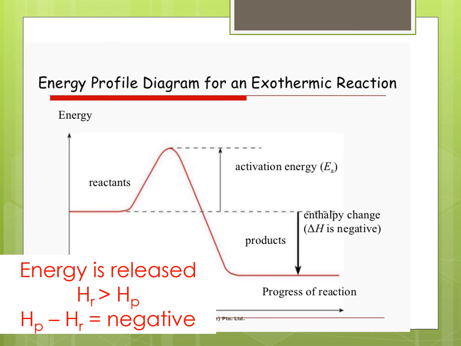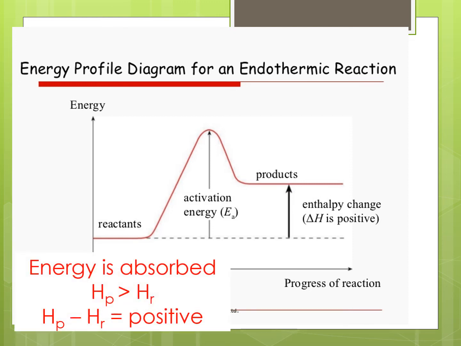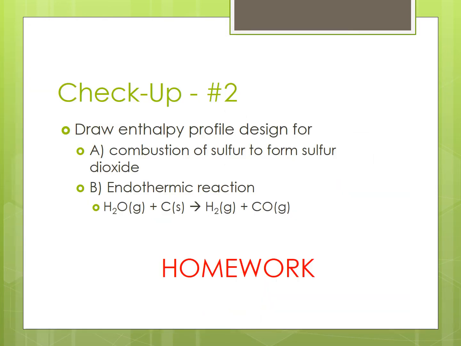Now the opposite's true for an endothermic reaction. Notice the reactants again start here, but when you reach the activation energy and the products form, the product energy is a lot higher than the reactants. So when you do the math, a number that is higher in the products minus something on the reactants that's lower will generate a positive enthalpy. So you get an endothermic reaction. So enthalpy is positive. So go back and look at the two types of enthalpy profiles.